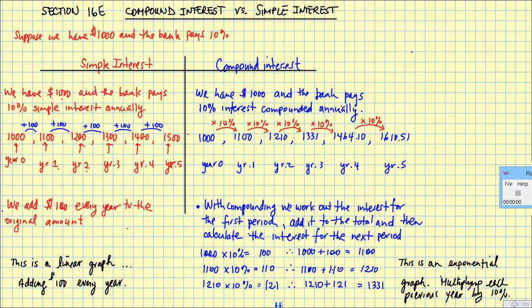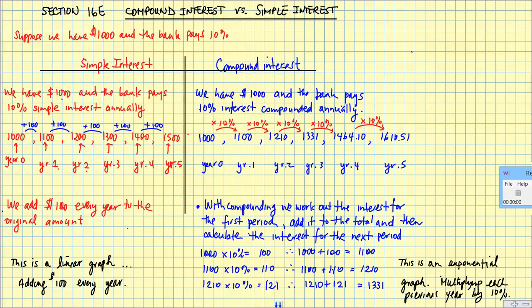Alright, so if we had $1,000 and the bank was paying an interest of 10% on that $1,000, and it was annual, so we're looking at an annual interest rate, at the end of year one I would have $1,100 because 10% of 1,000 is 100. So on top of the $1,000 that we have, you would add $100 to it every year. So this is what we're looking at.